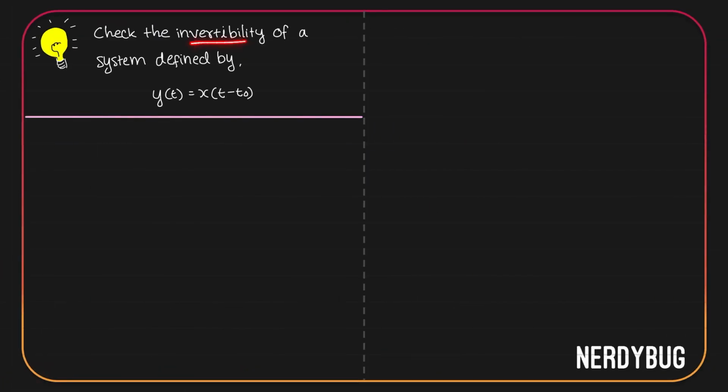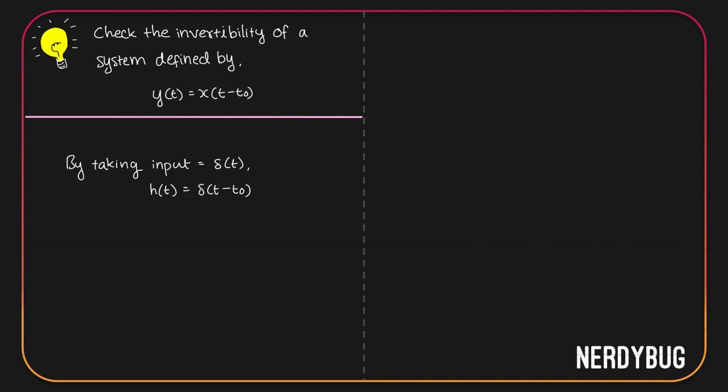We have to check the invertibility of a system that is defined by y of t is equal to x of t minus t naught. Here the impulse response of the system is not directly given, but we know the impulse response is the output of the system when the input is delta of t. So by taking the input as delta of t, we can write h of t is going to be what? x of t became x of t minus t naught, so delta of t will become delta of t minus t naught. And this will be our impulse response.